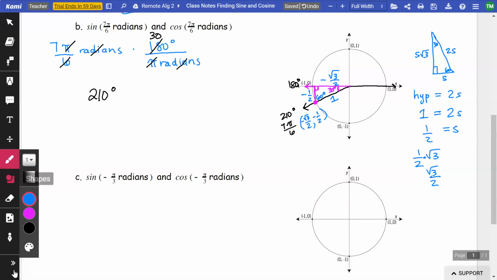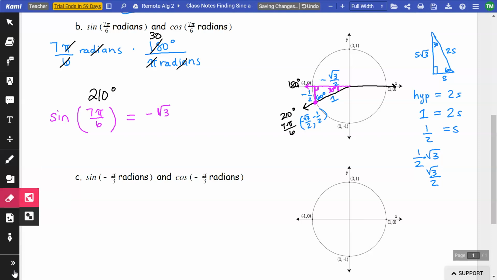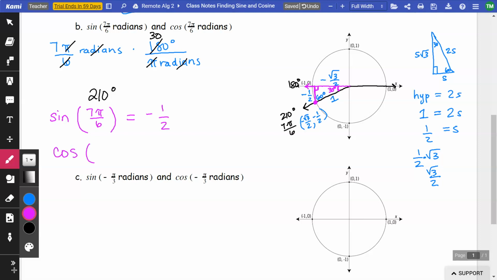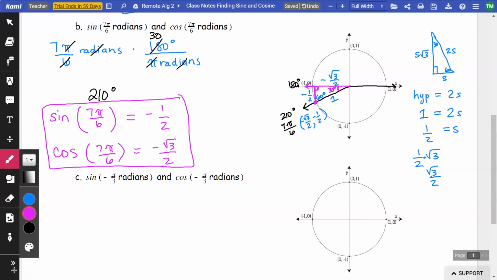So that means that the sine of 7 pi over 6 is equal to negative root 3. Just kidding. Why do I keep messing that up today? Sorry. It's equal to the y value of the point, so negative 1/2. And then the cosine of 7 pi over 6 radians is equal to the x value of that point, which is negative root 3 over 2. There we go.